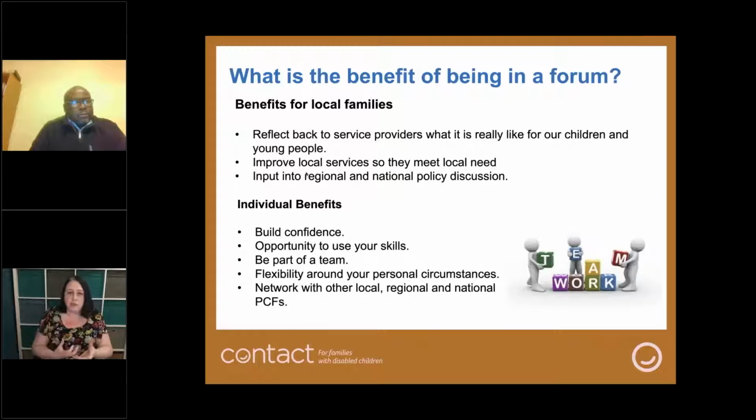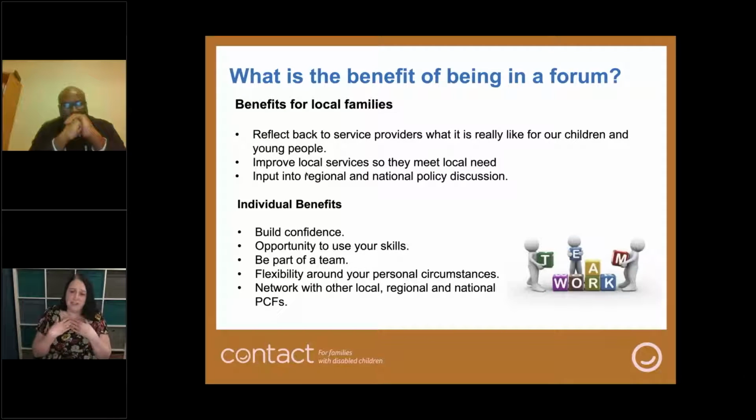And one of the beautiful things about being in a forum is that it is flexible about your personal circumstances. Because the forum is made up of parent carers, we understand that things happen in the parent carer world, as I like to call it. And we know that there will be times that something happens, like for me today, I had to dash over and collect a child from school. And that's fine. There is an understanding in forums that that's going to happen and that things will change.